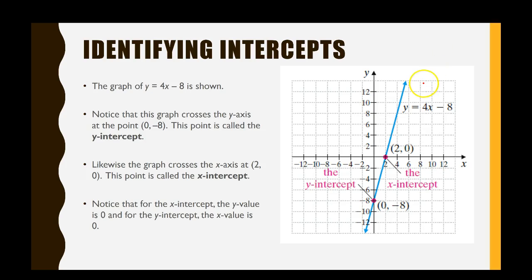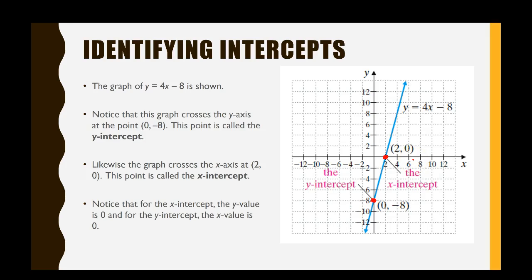So over here I have the graph y equals 4x minus 8. When we look at the intercepts, it's really very simple. The intercepts are where the line crosses the x-axis and where it crosses the y-axis. You can see that the line crosses right there and right there. Your x-intercept is where it crosses the x-axis. So that would be (2, 0).